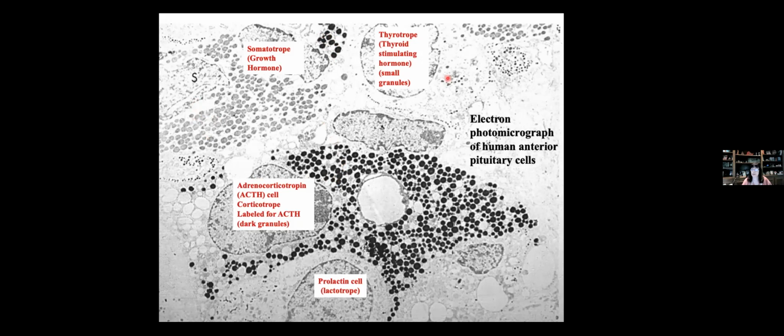These are some of the other pituitary cell types. You can see some of them have tiny granules, like thyroid stimulating hormone cells. Somatotropes have granules that look just like corticotrope granules, only they contain growth hormone, not ACTH. Prolactin cells will have very funny shaped granules. So that's how you can tell what they are.